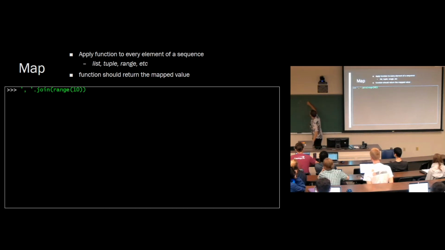a.join 1, 2. The result would be 1, A, 2. And if we passed in 3 here, then we get 1, A, 2, A, 3. So this is the best way to do comma-separated values in Python.